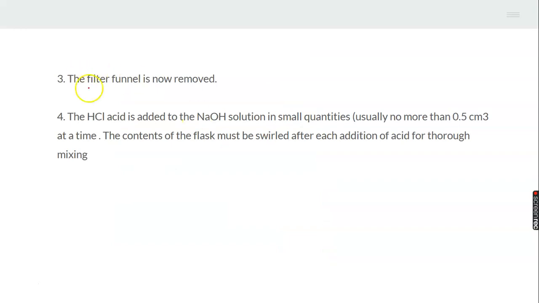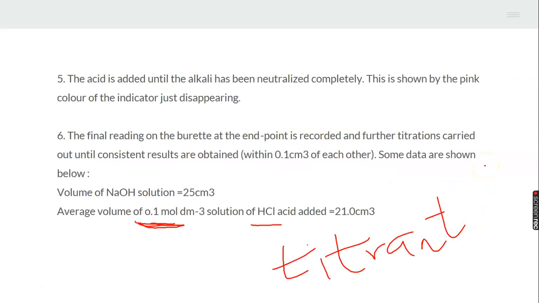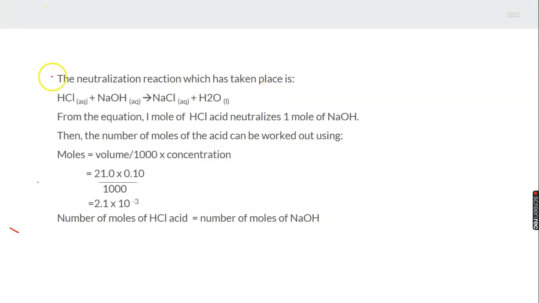The third step says the filter funnel is now removed, the HCl acid is added in small quantity, and you keep on shaking the conical flask until there is complete neutralization. And how will you know there is complete neutralization? The pink color will disappear and a colorless solution will appear. So here are the values. The volume of sodium hydroxide used is 25 cm3. The average value of my acid is 21.0 cm3. So we have to write the equation and balance it.